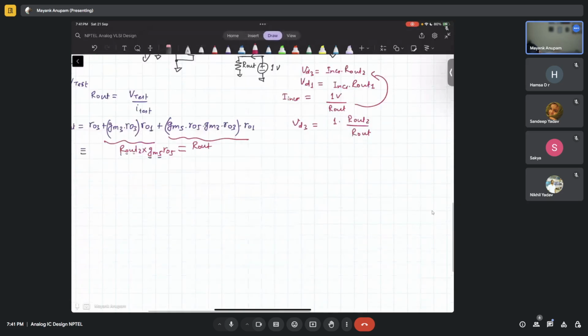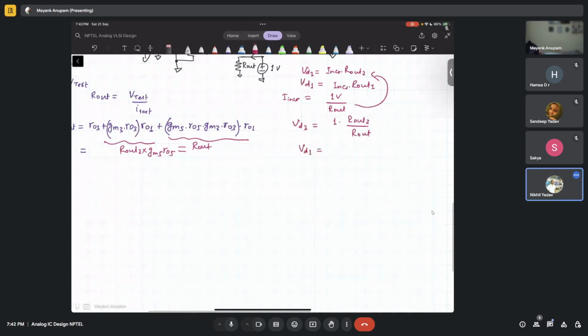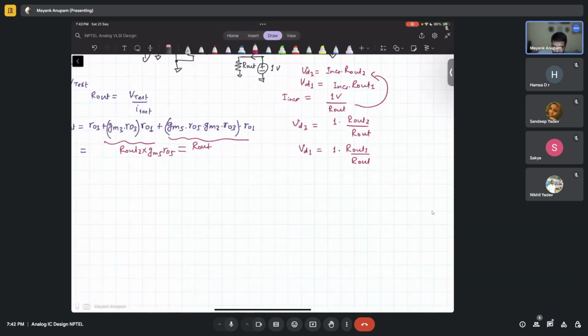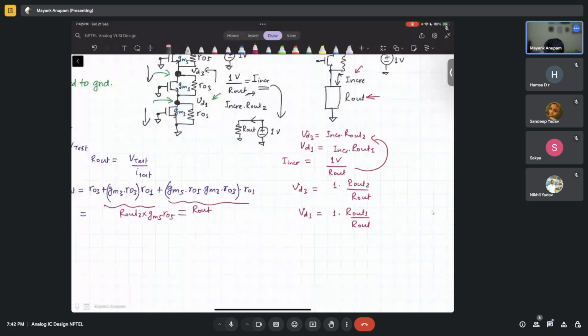And what is VD1? It will be simplified, so it is R out 1 upon R out, isn't it? Is this correct?